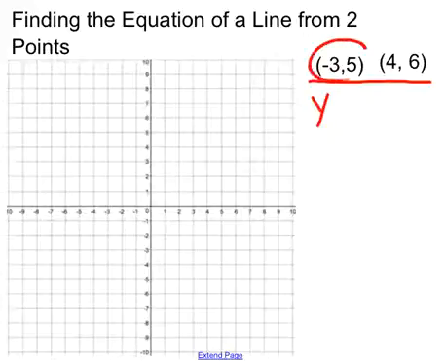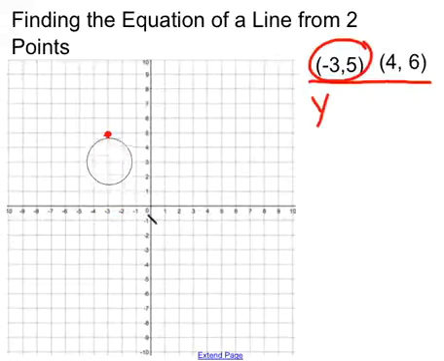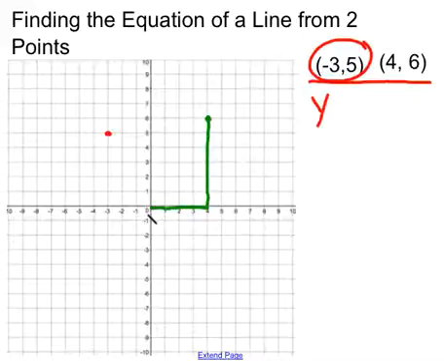So I have negative 3, 5. So negative 3, 5, let's see, I would go over 1, 2, 3, and then up 1, 2, 3, 4, 5. So it's going to be right there. Okay, so that's my red point. My green point is going to be located at 4, 6. So 1, 2, 3, 4, and then up 1, 2, 3, 4, 5, 6. So located right there. All right.